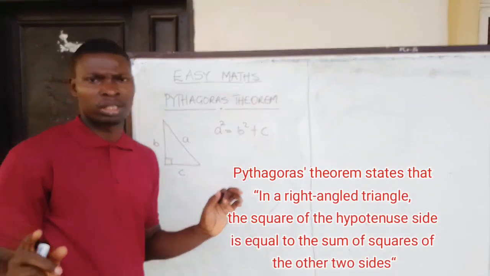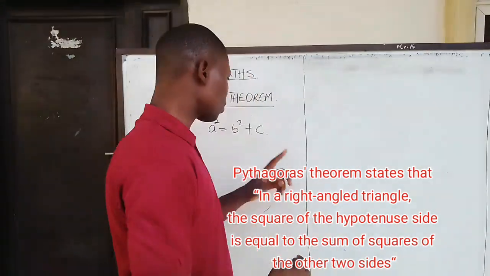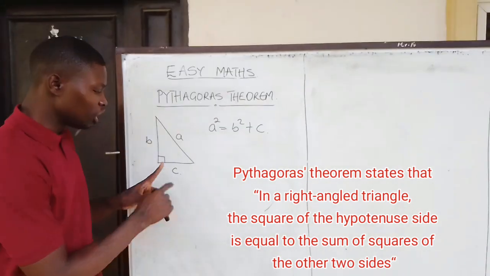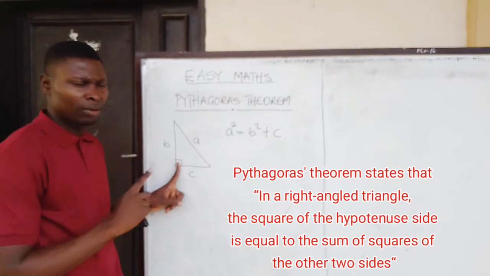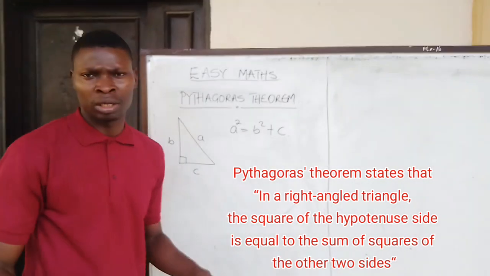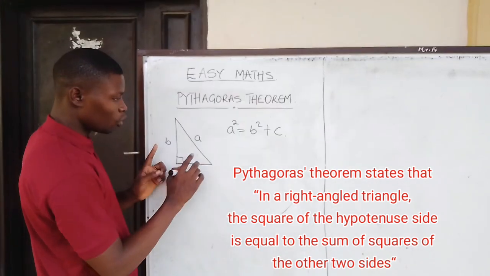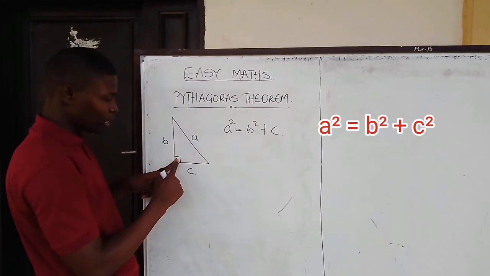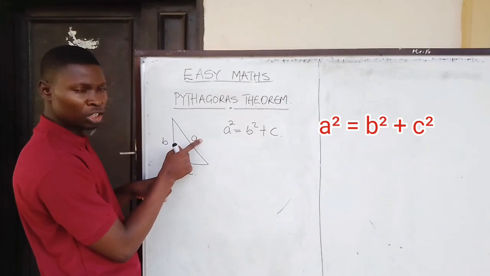Two things you need to understand for you to be able to solve this very well. Number one, for you to use Pythagoras Theorem successfully, it must be a right angle triangle. If it's not a right angle triangle, then you can't use Pythagoras Theorem to solve it. Number two, the one here must be your hypotenuse, the line facing the 90 degree.